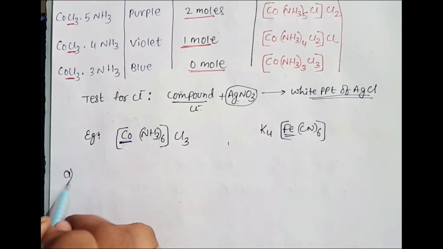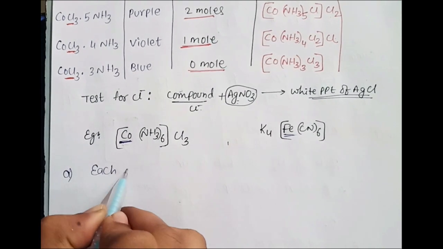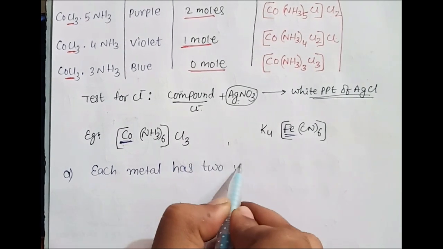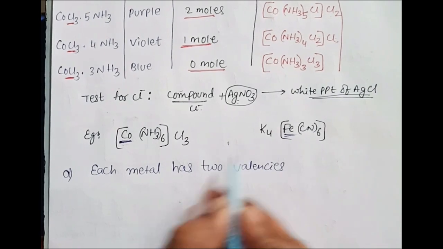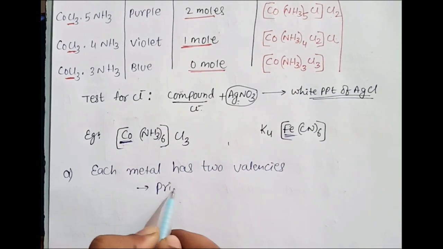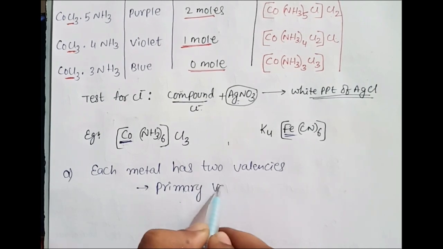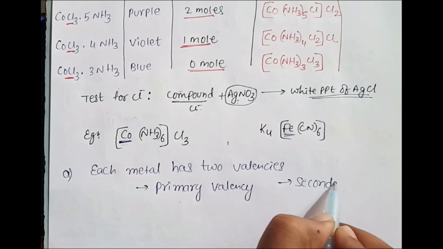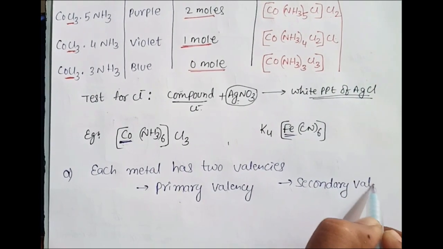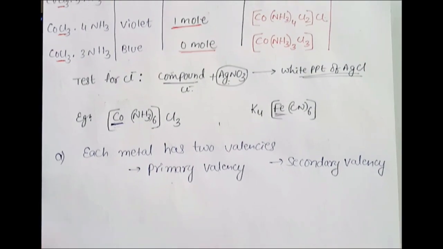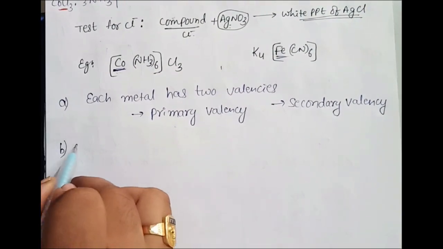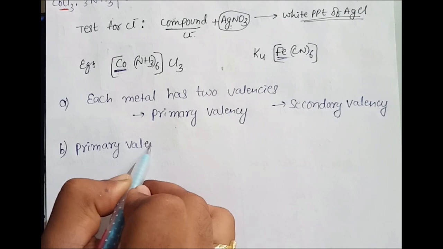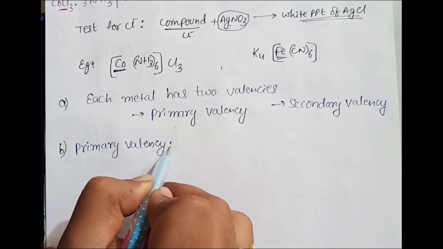So he said in coordination compounds, each metal has 2 valencies, not 1 valency, 2 valencies, namely primary valency and secondary valency. Yes, what is primary valency and what is secondary valency? Let us see. Primary valency. What does primary valency mean?